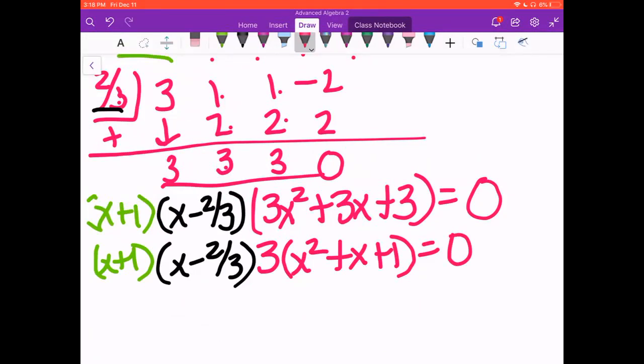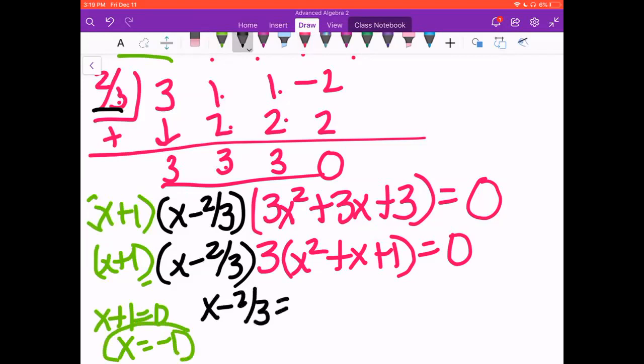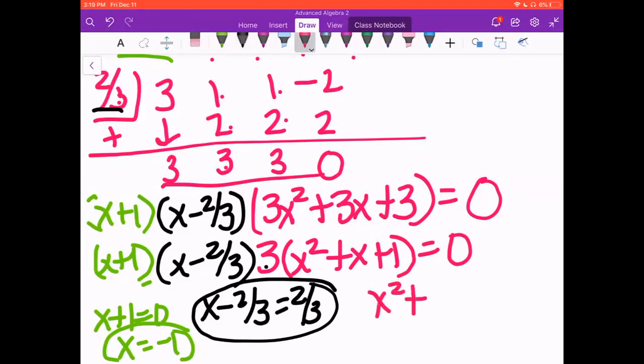So now I go to solve. Set each factor equal to 0. x plus 1 equals 0. I get one root is x equals -1. x minus 2/3, set that equal to 0. I get 2/3. 3 does not equal 0, so I don't have to set that one equal to 0. But then I can set x squared plus x plus 1 equal to 0. Doesn't factor, so let's try the quadratic formula.